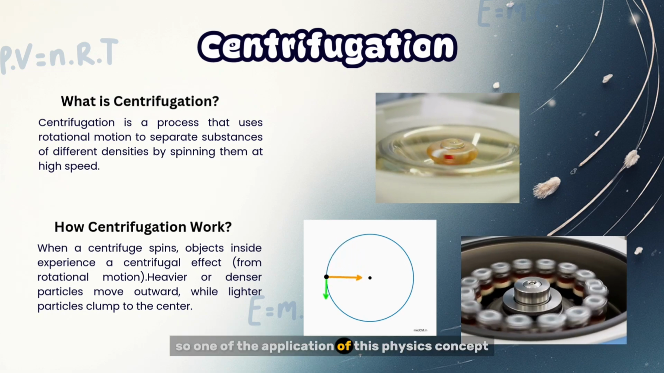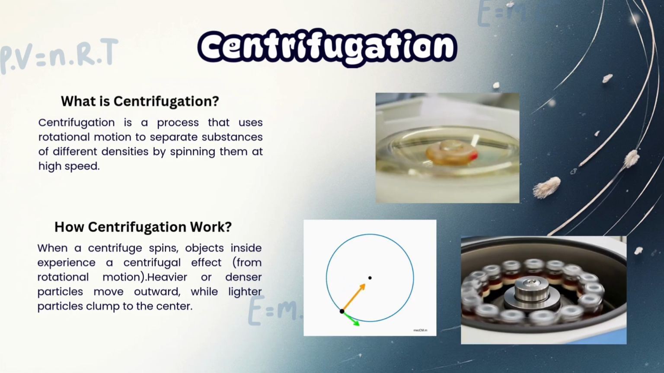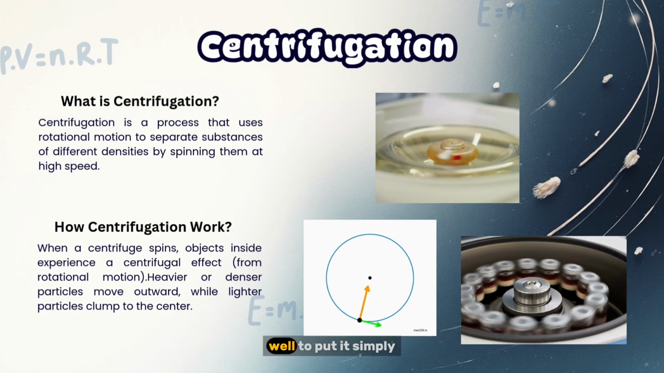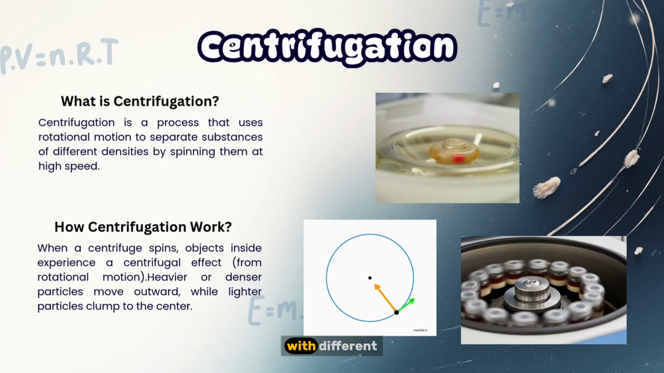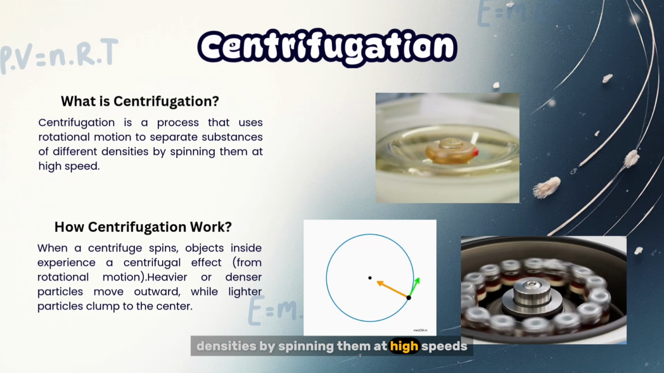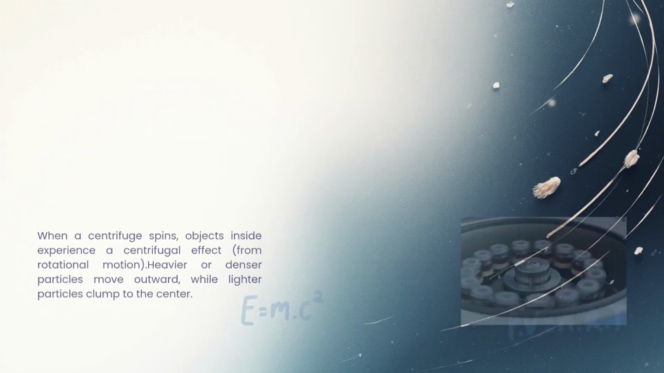So one of the applications of this physics concept in the biotechnology program is regarding centrifugation. So what exactly is centrifugation? Well, to put it simply, it is a process of separating different substances with different densities by spinning them at high speeds, which in this case is the application of that physics concept.